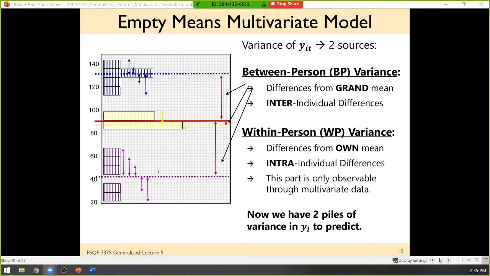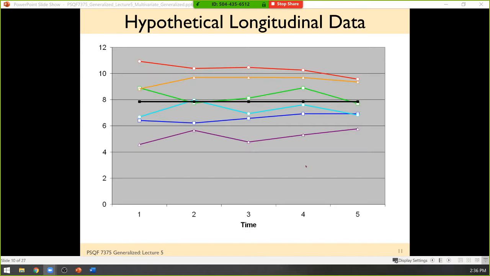The other source of variance that I'm left with is within-person variance, and that's the difference between each person's mean and each of their outcomes. That's known as intra-individual differences, and that's the part that's only observable in multivariate data, longitudinal data here, if we think of these as 5 occasions, for instance. So this is the jumping-off point in multivariate models, where you're trying to think about how much of the outcome variance is because of the person who was sampled versus the outcome that was sampled.